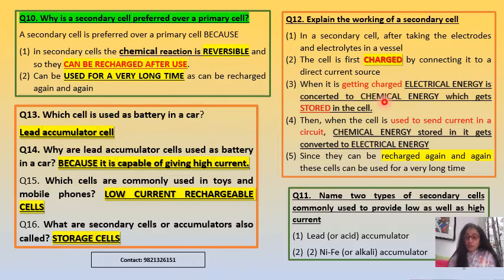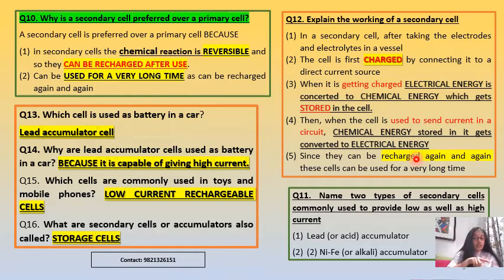When it is getting charged, during its charging, electrical energy is converted to chemical energy which gets stored in that cell, okay? Then when the cell is used to send current in a circuit, now the cell is fixed into a circuit, the wiring is done, the switch is put, the bulb is put, and the switch is turned on. When the cell is used to send current in a circuit, chemical energy stored in it gets converted to electrical energy. This is important to understand.